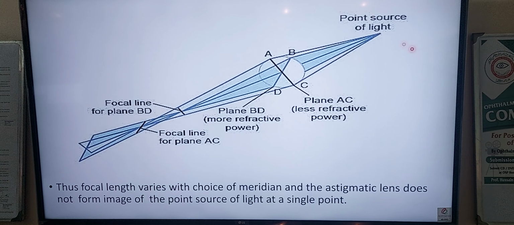This is the point source of light. Here is the plane AC which has less refractive power and here is the plane BD which has more refractive power. The plane BD will form a proximal focal line and the plane AC which has less refractive power will form a distal focal line. Thus the focal length varies with choice of meridian and the astigmatic lens do not form the image of the point source of light at a single point.